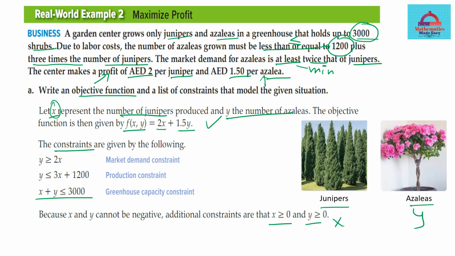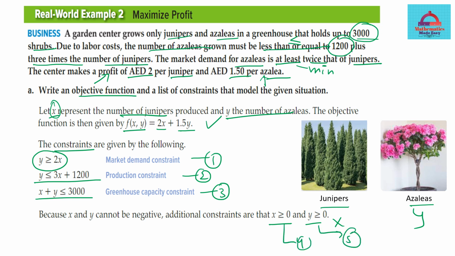That's the maximum capacity. Then you also know that the number of azaleas grown must be less than or equal to 1200 plus 3 times the juniper. So it's this condition because azaleas is y, so y less than or equal to 3x plus 1200. Lastly, you know the market demand for azaleas is at least twice that of junipers. So y will be greater than or equal to 2x. So 1, 2, 3, 4 and 5. There are 5 conditions, 5 constraints.